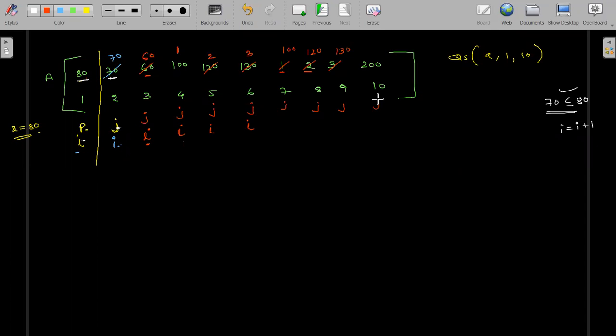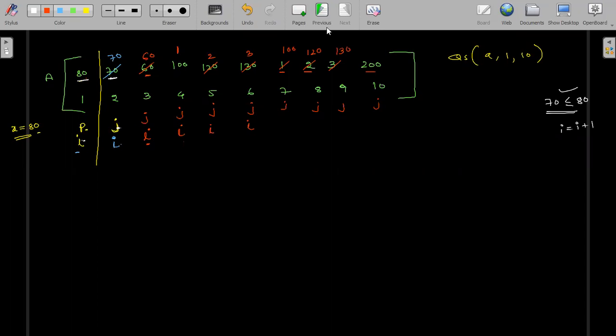Again, J is going to be incremented. 200 compared with 80. What is that? 200 is greater. No swap, nothing, because it's a false condition. Yes or not? Clear? I think you people got it now. Yes or not, Manoj? You people got it or not? Correct?